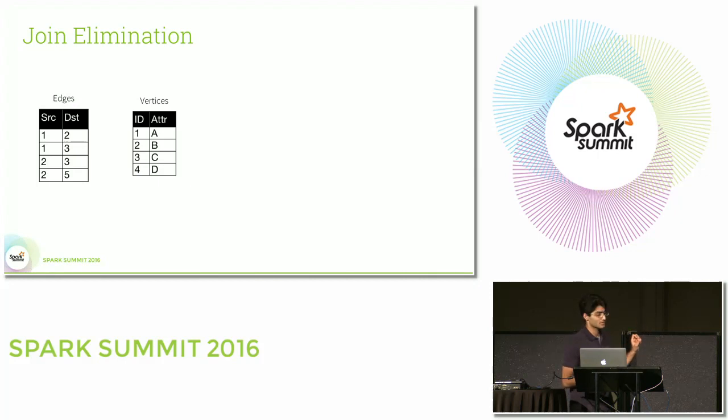The source and destination vertices are foreign keys into the vertex table, meaning that every source and destination ID has to correspond to some actual vertex in the table. The combination of these two constraints means that when we join the vertices and edges together, the join satisfies what's called referential integrity, and that property means that we can apply this optimization.